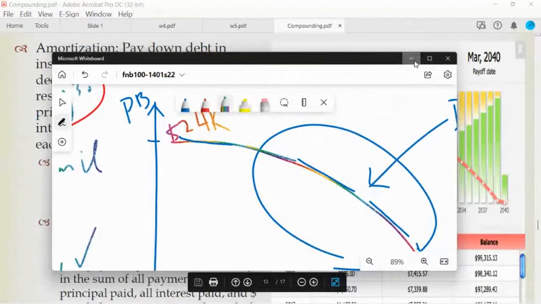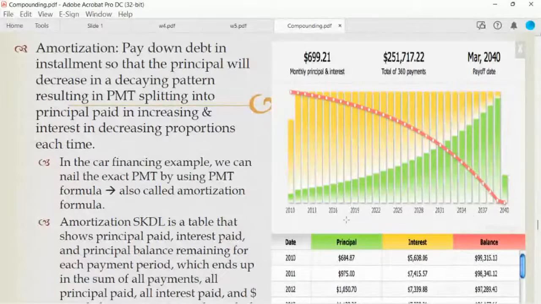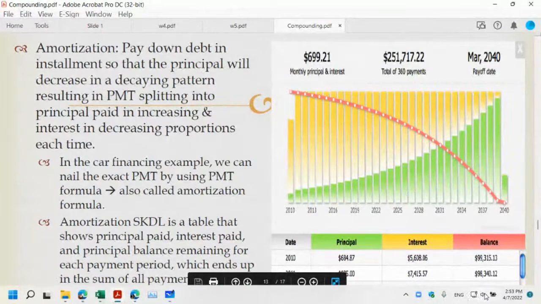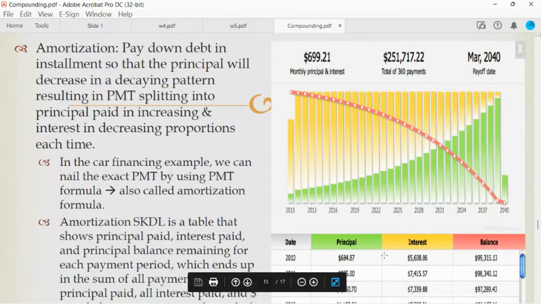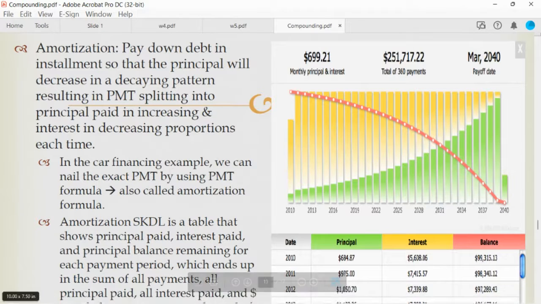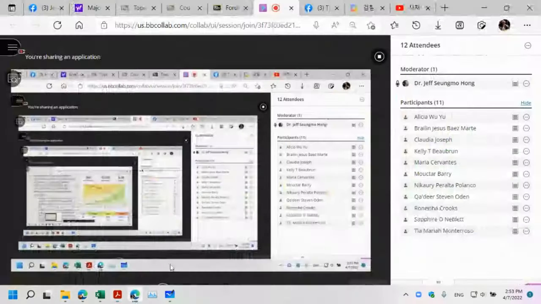On the other hand, this graph shows something like a mortgage loan over 30 years. But to fully explain this, I think we will have to take a break first. So it's 2:53. Let's take a 10-minute break, and reconvene at 1:05. Okay, 10-minute break.